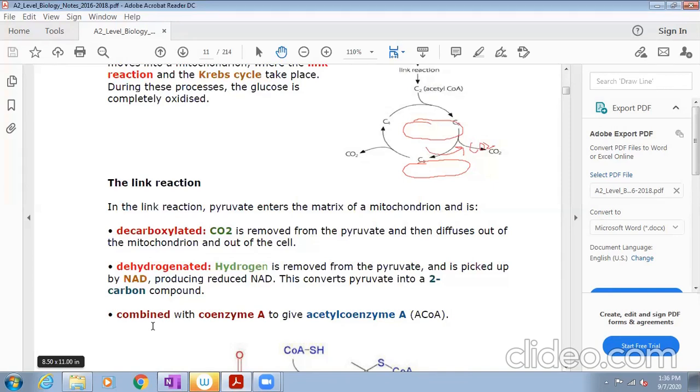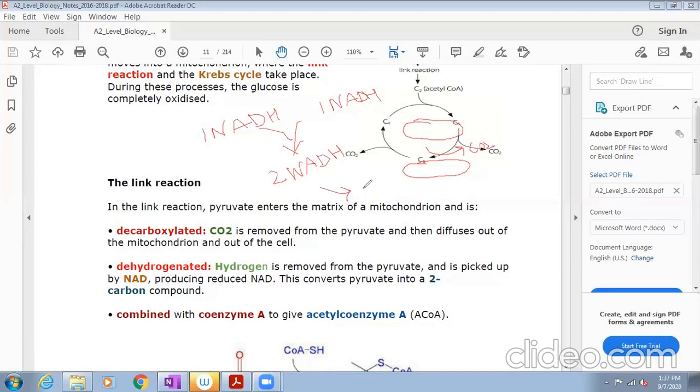But remember, boys, if you see here from the link reaction, how many NADH did I get? One from one side and one NADH from another side, because there are two pyruvate, right? So total NADH I got is how many? 2 NADH. So if I got 2 NADH, it means how many ATPs I got? Yes, 6. 2 multiplied by 3 is equal to how much? 6 ATP I got.